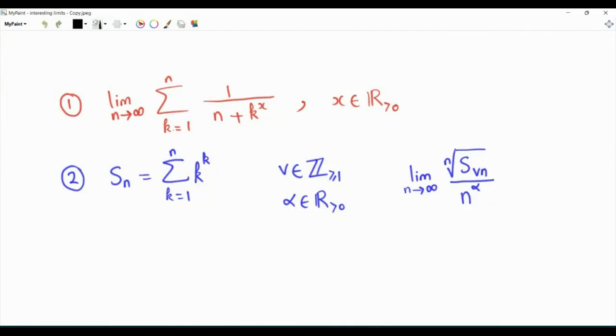We have two interesting limits. Let's start with the first one. We have summation k from 1 to n, 1 over (n plus k) to the x. We are interested in taking the limit as n tends to infinity. x is a parameter. Specifically, x is a positive real number. So this is the limit.